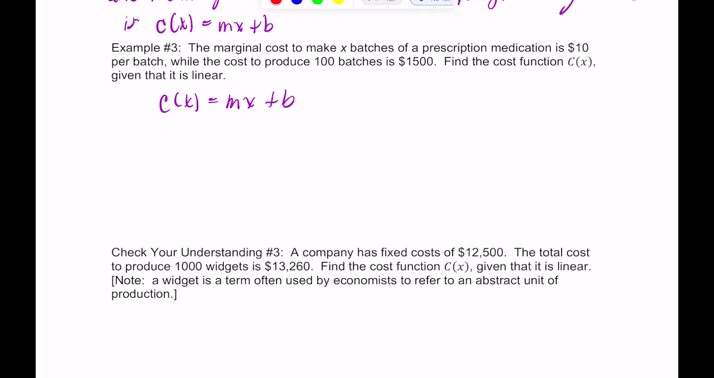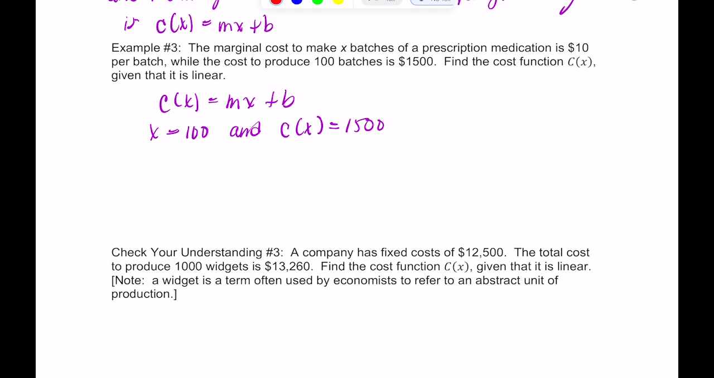They give me this other clue. It says, while the cost to produce 100 batches is $1,500. Well, I know that x is the number of batches, so I know that x equals 100. And that would mean that C of x would have to be 1,500.